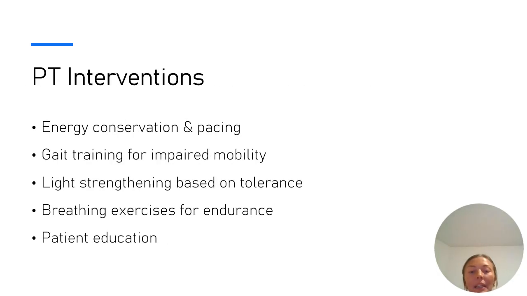So some of the common PT interventions: therapy is individualized and it progresses based on the tolerance of the patient. But these are common interventions and they include energy conservation and pacing. This is a very important one because these patients do get fatigued and weak very easily. Also gait training for impaired mobility, light strengthening based on the patient's tolerance, breathing exercises for endurance, and patient education.